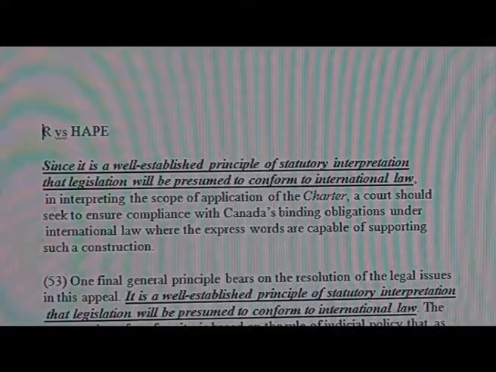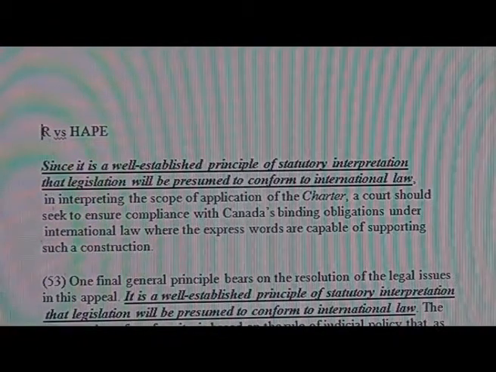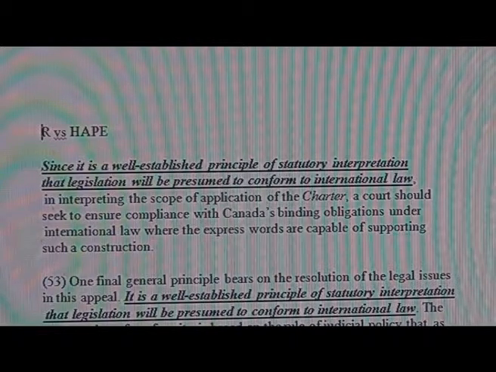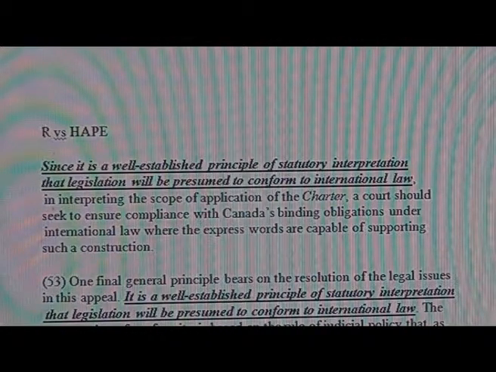We're looking at another court judgment. It's called R versus Hape. Now, notice what the judge says. Since it is a well-established principle of statutory interpretation that legislation will be presumed, notice the word presumed, to conform to international law. In interpreting the scope of application of the Charter, a court should seek to ensure compliance with Canada's binding obligations under international law where the express words are capable of supporting such a construction.